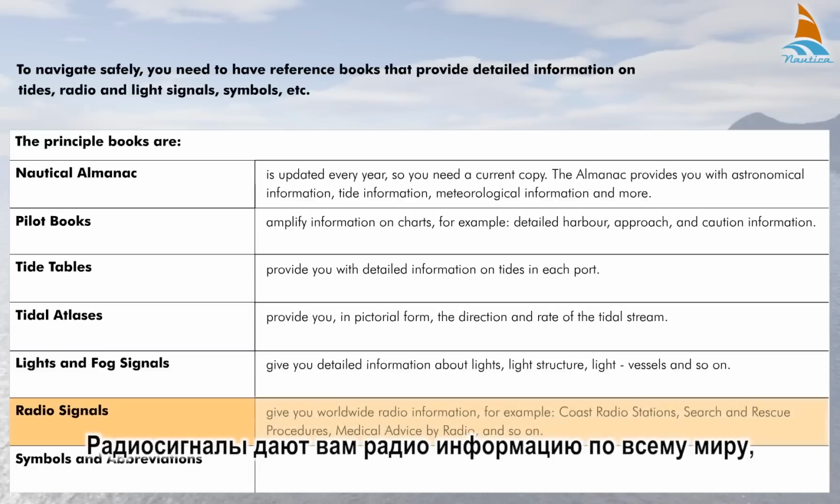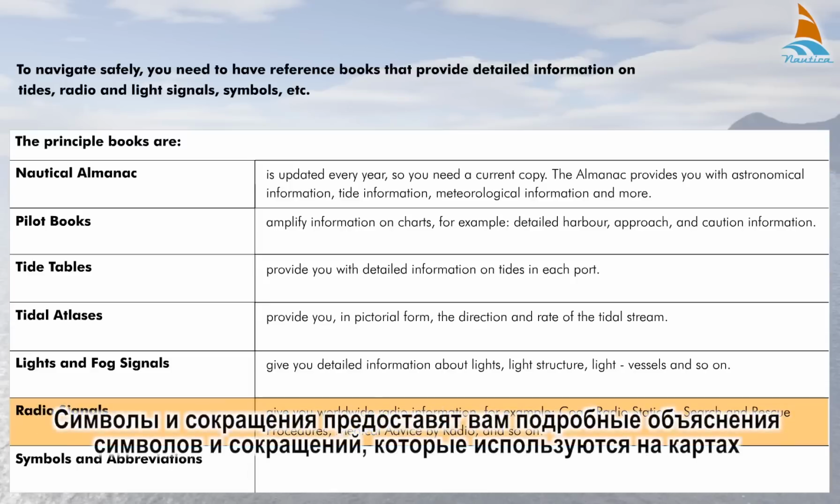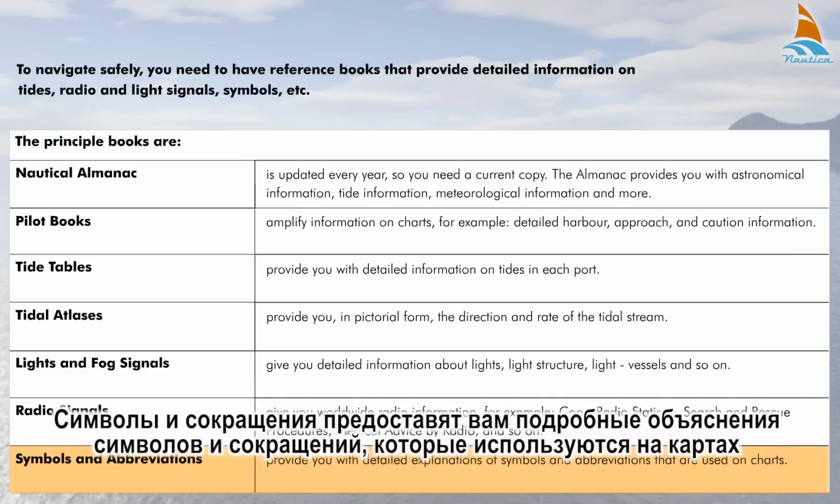Radio signals give you worldwide radio information, for example, coast radio stations, search and rescue procedures, medical advice by radio, and so on. Symbols and abbreviations provide you with detailed explanations of symbols and abbreviations that are used on charts.